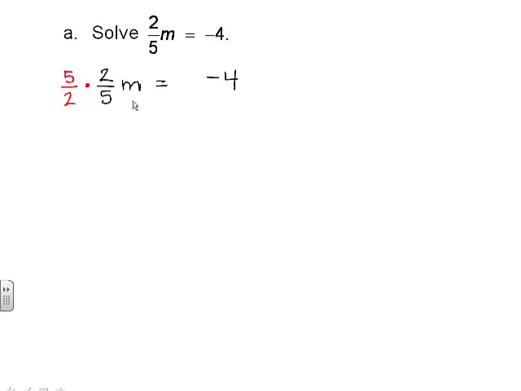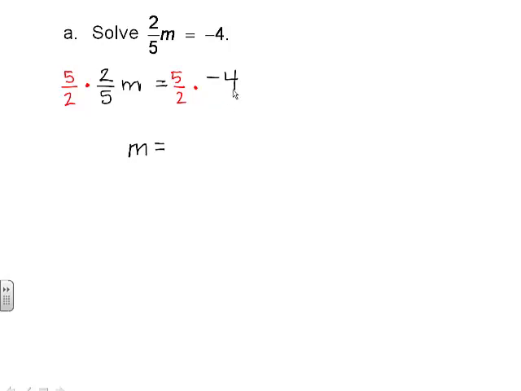Since we multiplied by 5/2 on the left side of the equation, we must multiply by 5/2 on the right. This way, we are using the multiplication property of equality, and our equation is balanced. So now we can simplify. 5/2 times 2/5 gives us a coefficient of 1, and 1m can be written as m. Then we have 5/2 times -4.